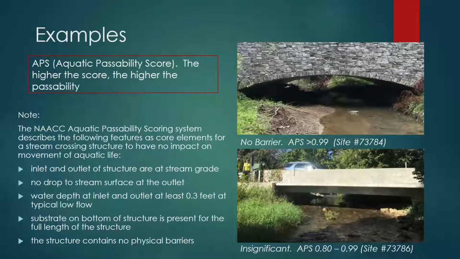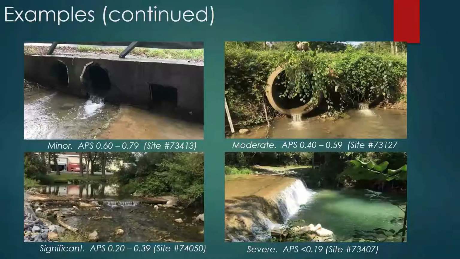Going below that, an example of insignificant. Again, you can see substrate going all the way through. It's at stream grade. The stream channel itself is just a little closer to the width of the structure itself.